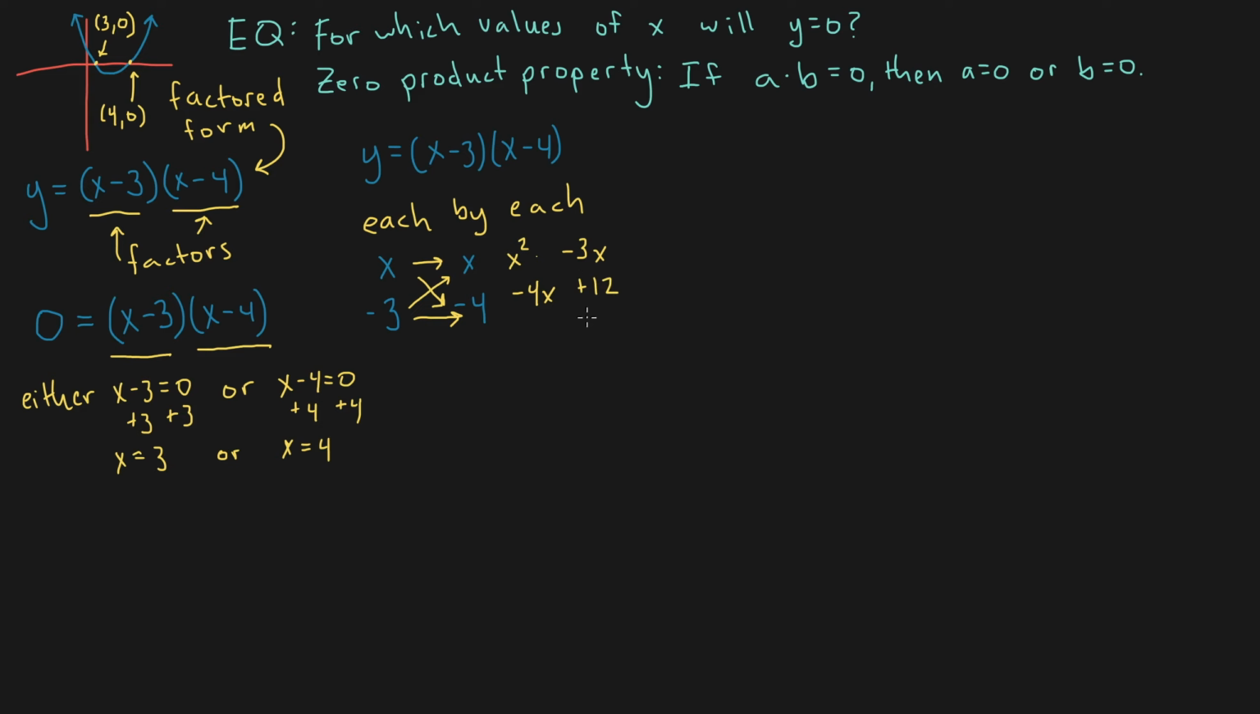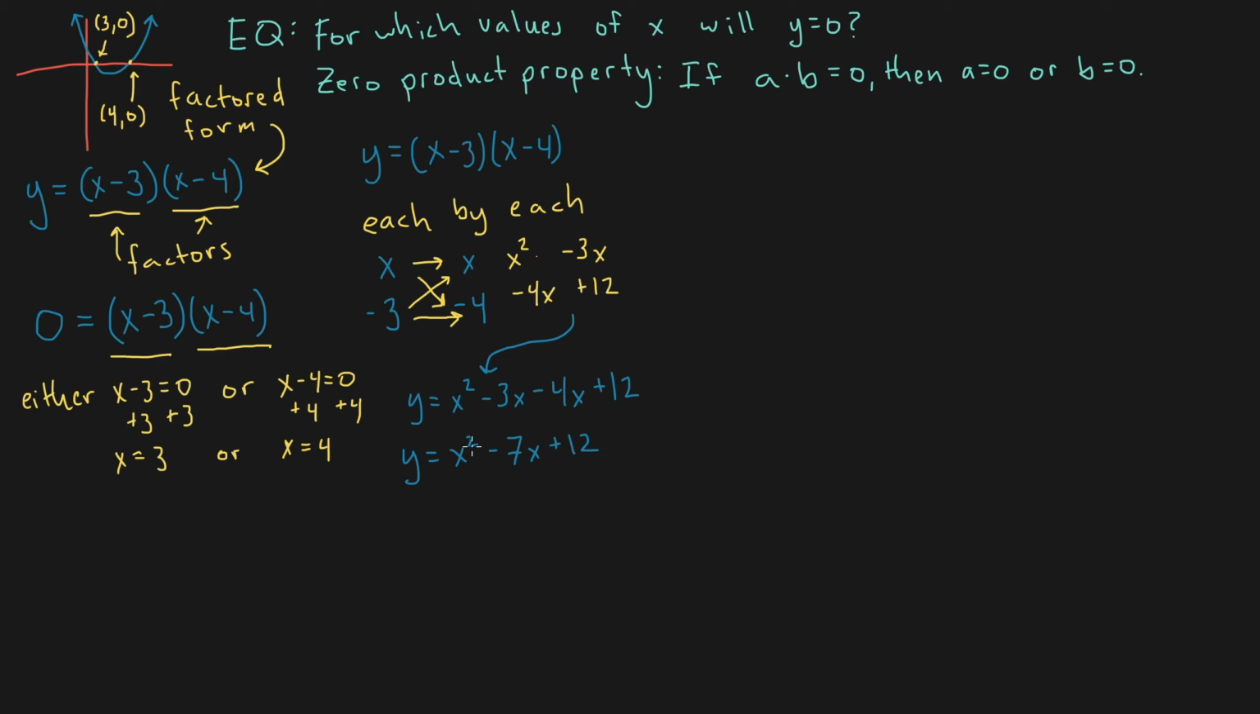And so I'm just going to assemble all of these terms into one expression. So that's going to be y is equal to x squared subtract 3x subtract 4x plus 12. And then I can combine like terms. So this becomes y is equal to x squared. I combine these two. Subtract 7x, because -3x subtract 4x is -7x. And then plus 12. And so I've taken this equation in factored form and converted it into standard form.